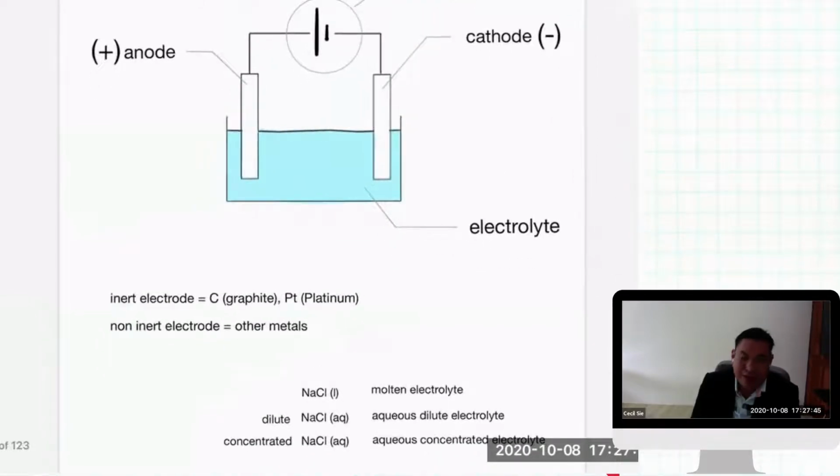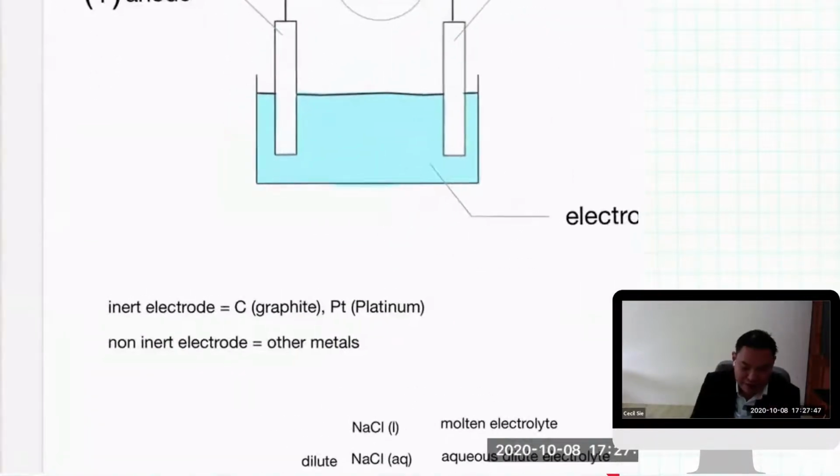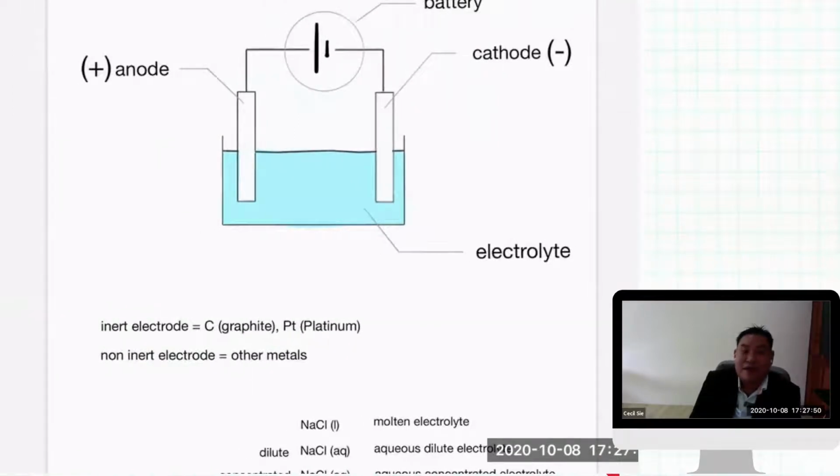And this electrolyte is connected to the battery using the electrode. Again, for us, we just learn two types of electrode, inert and non-inert. Inert means the electrode that is not reacting. The electrode does not react. And there are only two inert electrodes, graphite and platinum. Non-inert electrode is any other metals, anything that can conduct electricity.